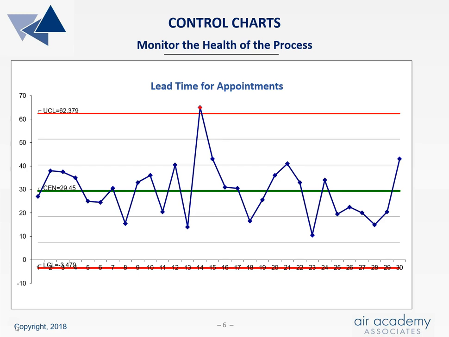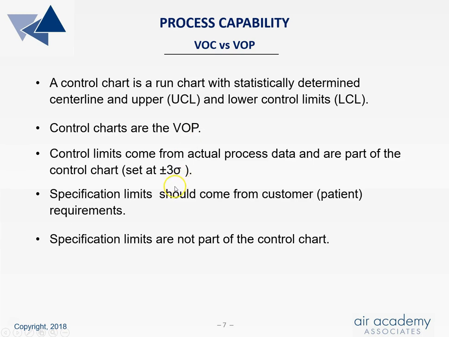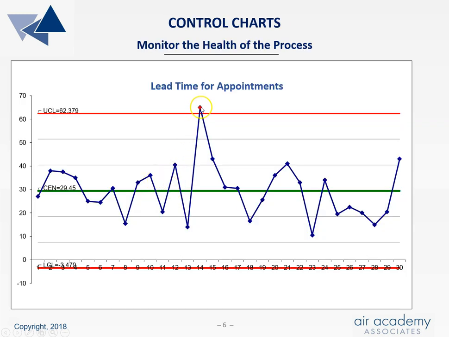This example control chart is tracking lead time for appointments. The average lead time is close to 30 days. The upper control limit is roughly 62.4 days, and the lower control limit is 3.5 days. I have an out of control point right here. Okay. I investigate it. If it is a special cause, I have identified it, and now I need to fix it. The thing to note here is I have 16 data points that exceed 30 days. Clearly, the process is not capable of meeting the requirement of 30 days or less.